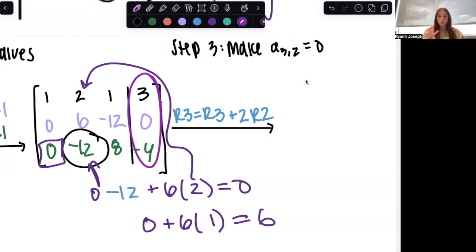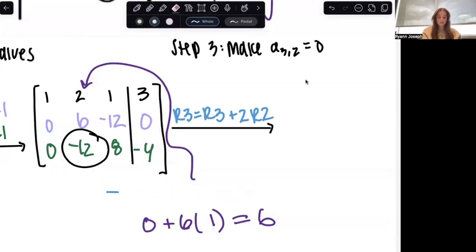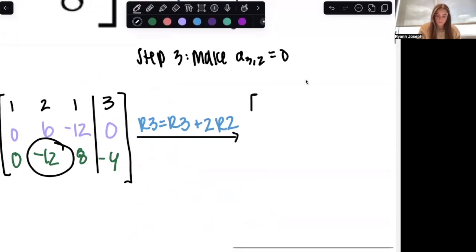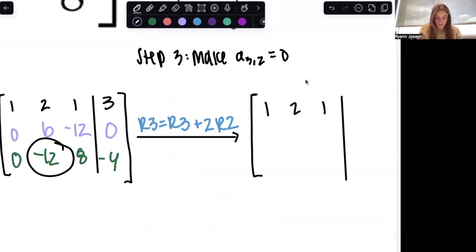Excluding the b. Whatever happens with b doesn't really matter. It does not affect what the reduced row echelon form of A is, which determines the system. So here, I want to turn this into 0, and I'm going to use row 2 to do that. So what doesn't change? Row 1 and row 2 don't change. So I'm going to write those down. 3, 0, 6, negative 12, 0. All right. Row 3 is equal to row 3 plus 2 times row 2.